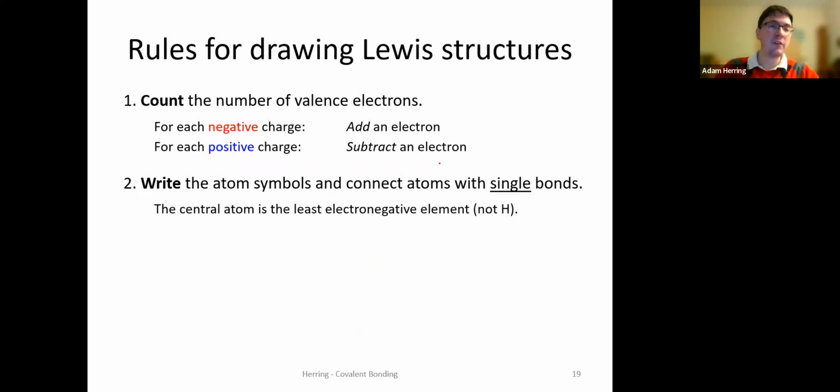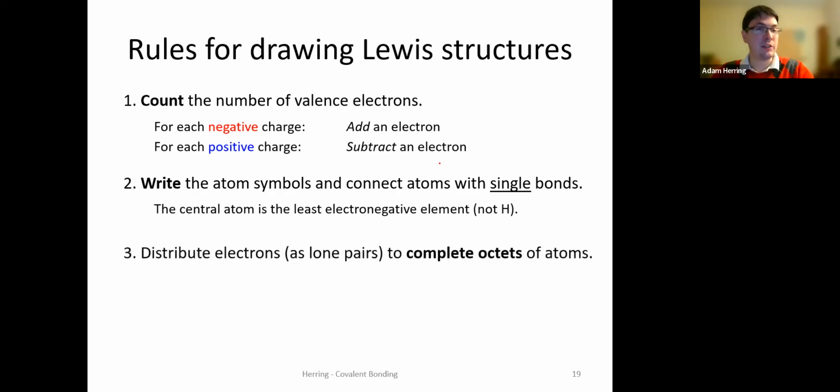The next step is to write out the atomic symbols of each element in the molecule and connect those atoms with a single bond between the central atom and the exterior atoms. In order to identify the central atom, you need to be able to determine their relative electronegativities. The element that is least electronegative will go in the center of the molecule. The only exception to this is when hydrogen would be the least electronegative element. Because hydrogen can only ever form 1 bond, it can't be in the center forming multiple bonds.